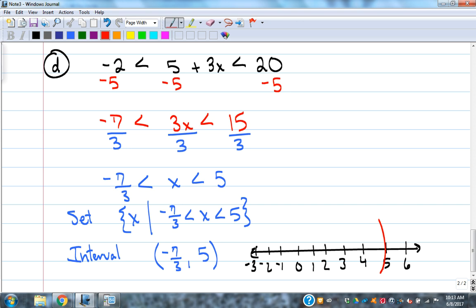-7/3 is -2 and 1/3, right? 3 goes into 7 2 times with 1 left over. So that's a little bit past -2. That's about right there, maybe. So I put my parentheses and then I just fill in the middle. That's where I shade. My answers are all those numbers in between there. So you can just kind of get an estimate in between there when it's mixed with a fraction and a not. It'll save you a little headache on the number lines.